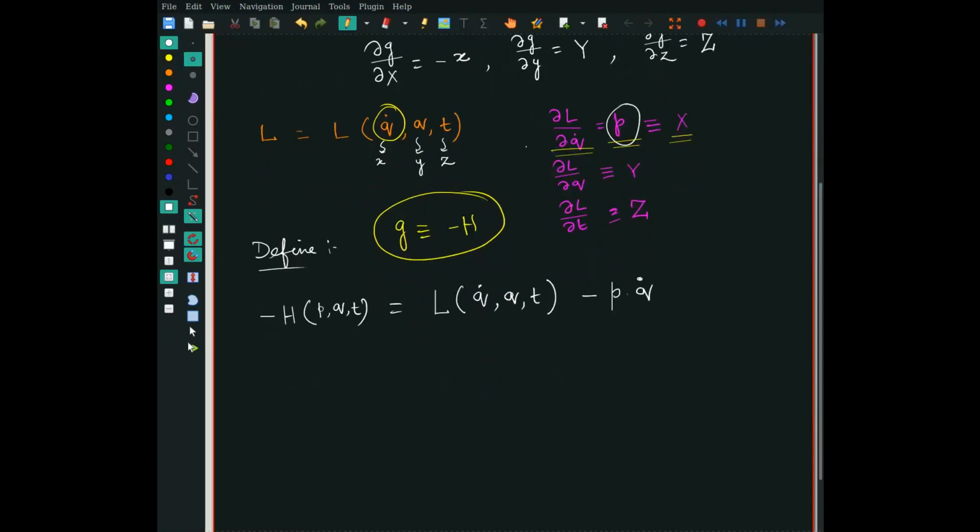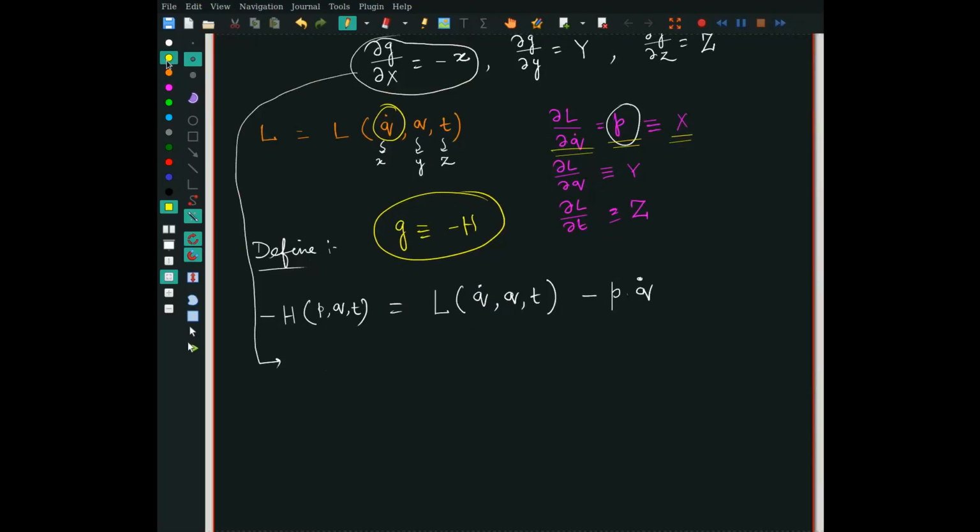So the role of g will be played by minus H. From this equation, del g del capital X equals minus x. So this equation will take the form minus del H del p equals minus x, and x is q dot, so minus of q dot, which basically translates to q dot equals del H del p.